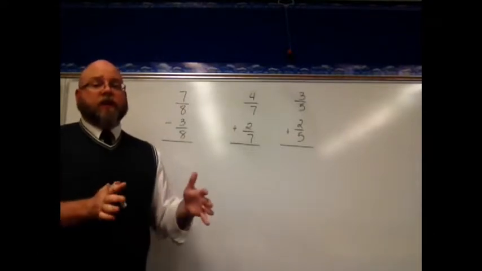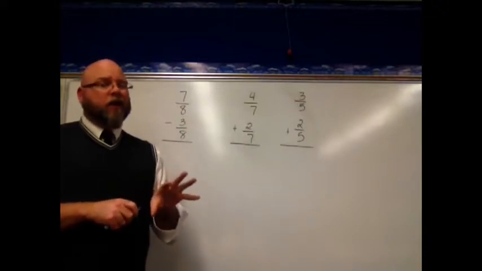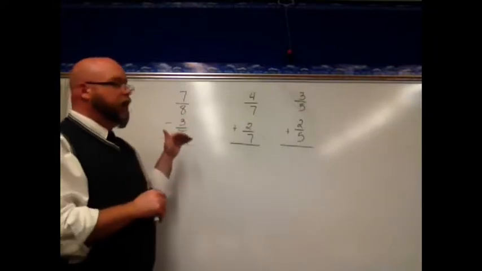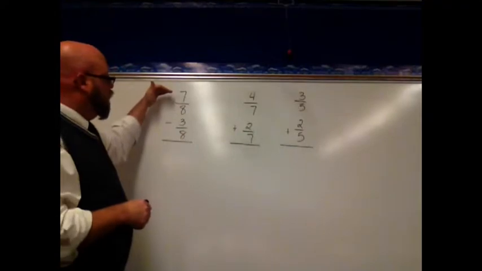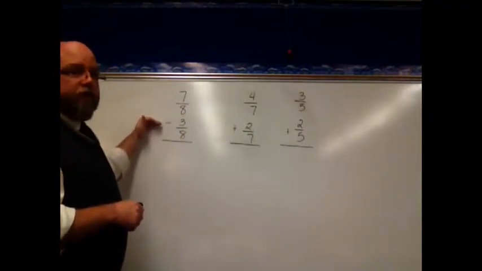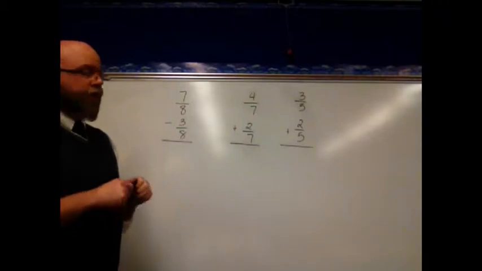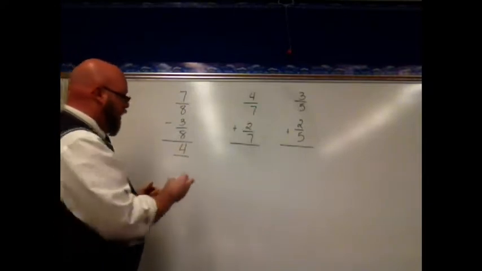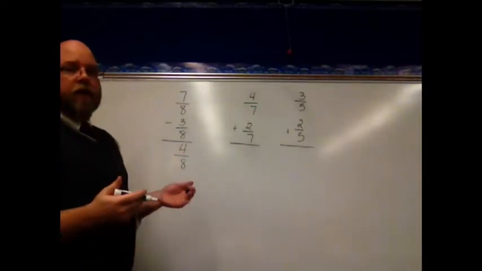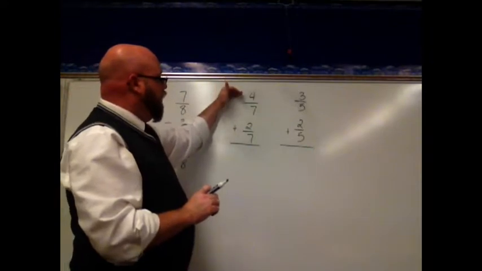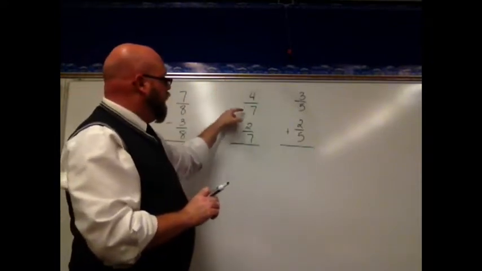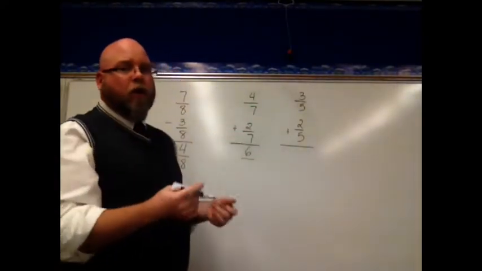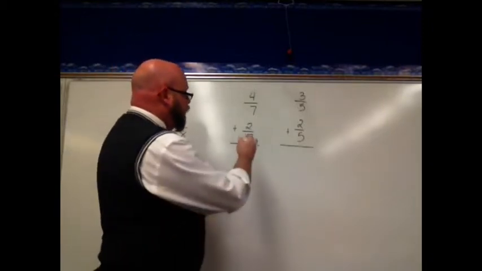We'll learn how to change that denominator to make them the same in a segment a little later. But right now we're going to focus on adding and subtracting fractions that have the same denominator. So when we look at this, we see 7/8 minus 3/8. 7 minus 3 is 4. And the denominator will stay the same, 4/8. That makes sense. 4/7 plus 2/7. Again, 4 plus 2 is 6. The denominator always stays the same when we add or subtract fractions, so 6/7.